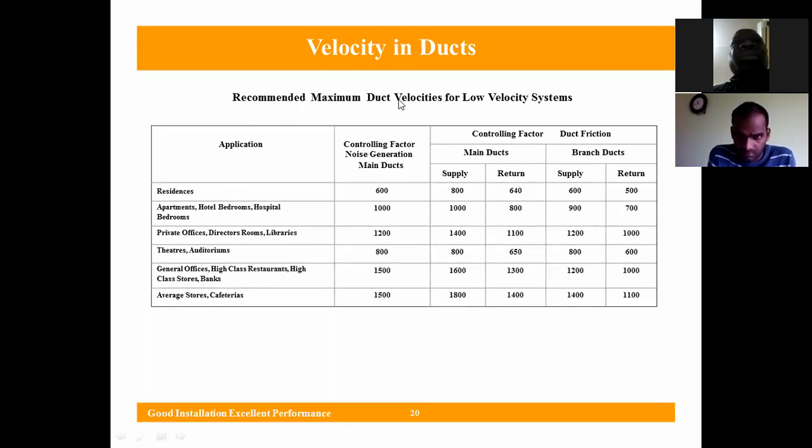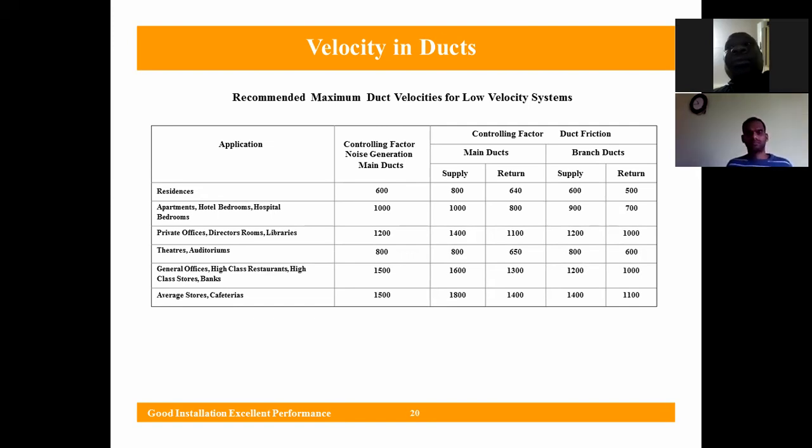I think you haven't seen this thing, right? So the application we are choosing here is private offices. These are the different applications. This is the private offices, directors' room, and libraries. This is our main duct, and this is our supply. So here we have chosen 1400 as the velocity. Understood? Because we have assumed our example as a private office.